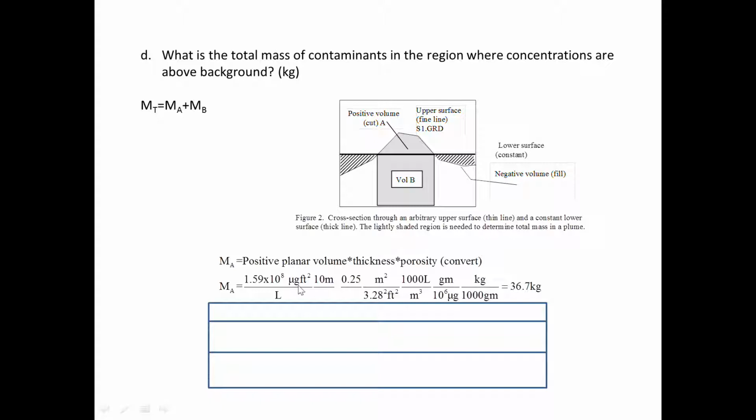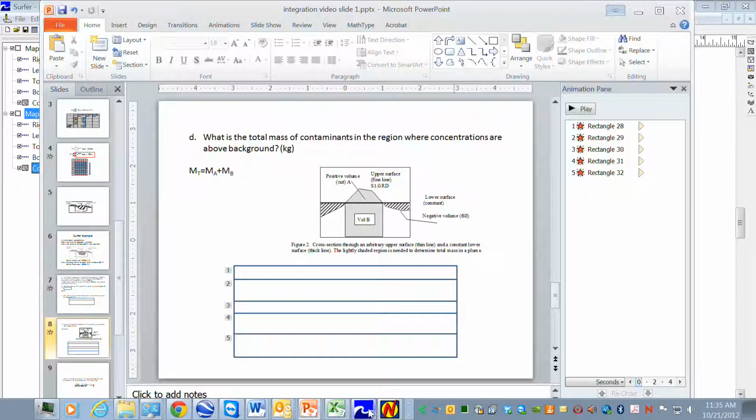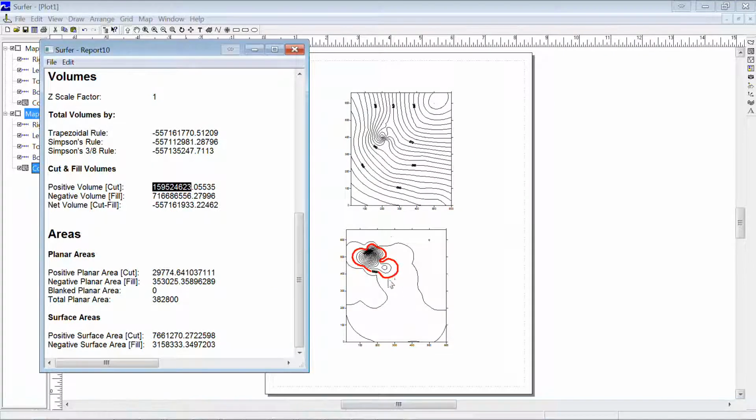Okay, so 36.7 kilograms. This is the mass that we would have to, let's go back to Surfer here. So 36.7 kilograms, what that means is we would take that mass out of this region, and if we did that, we would have the average concentration in this region reduced to 2,000 micrograms per liter.